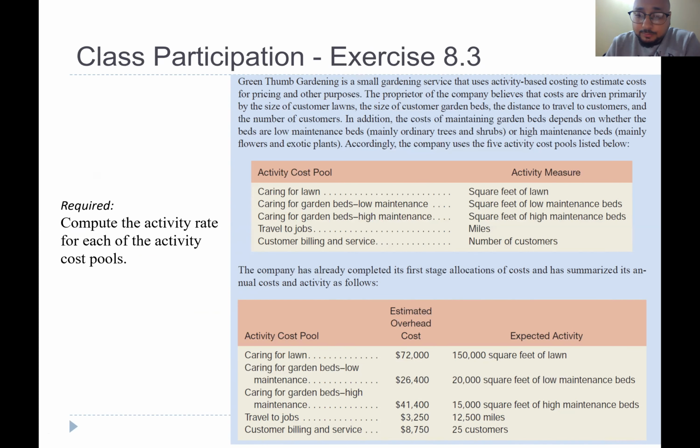All you have to do, you are given the cost pools, right? All you need to do is find out the activity rate. That's it. Can you do that? I'm going to be setting up a breakout room and then we compare the answers. So those who are watching online, please pause the video and solve it and then compare the answers.